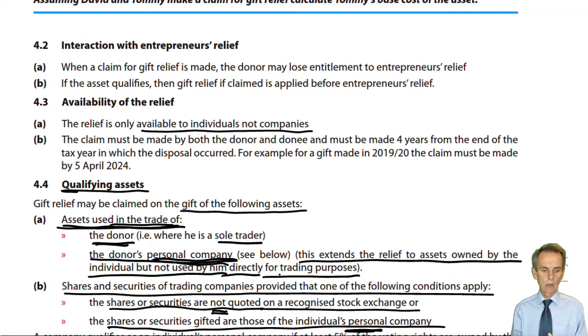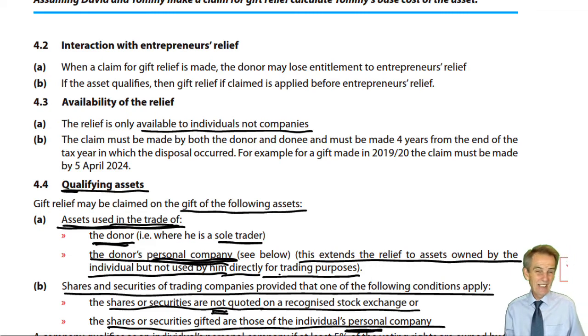Companies, indeed, will be disposing of properties and replacing them with other properties. Companies, like unincorporated traders, will be eligible for rollover, but none of the other reliefs. All of the other reliefs, entrepreneurs relief, this one gift relief, the next one, principal private residence relief, are relevant just to individuals, not to companies.